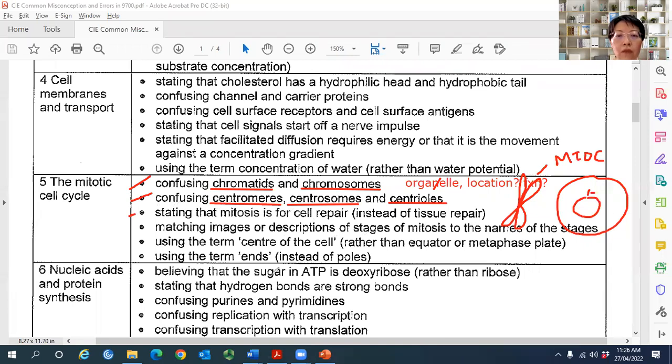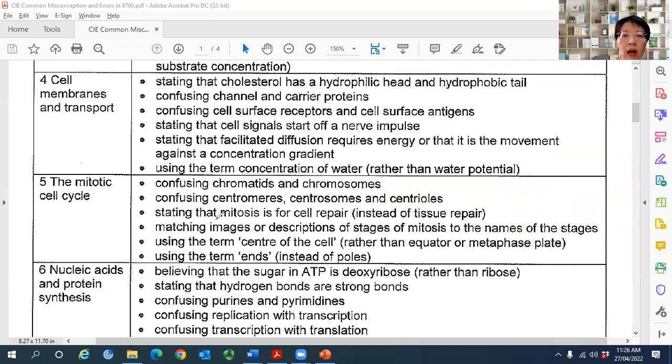Stating that mitosis is for cell repair instead of tissue repair. This is a common mistake among students. Mitosis does not repair the cell. When the cell is already damaged, you destroy the cell. Why would you go and repair the cell? All unwanted and damaged cells are supposed to die, so we phagocytose them away, remove them. So when you say mitosis repairs the cell, you cannot repair the cell.